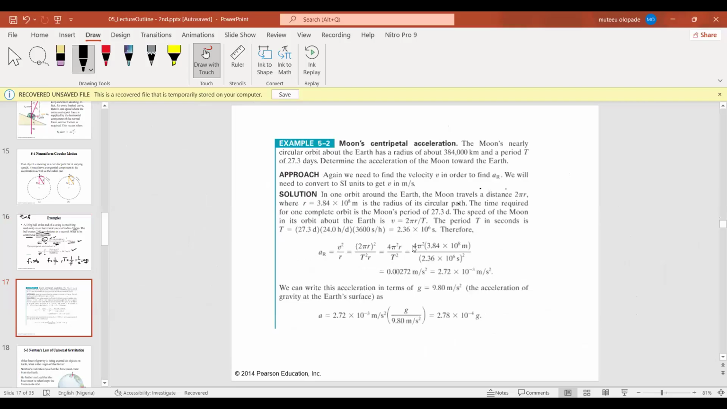So we then move on to another simple question that we can solve together here. This is pertaining to the celestial bodies. That is, you have the moon and you have the earth. Now, the moon's nearly circular orbit about the earth has a radius of about 384 kilometers. So which means you have the earth and you have the moon moving around the earth.